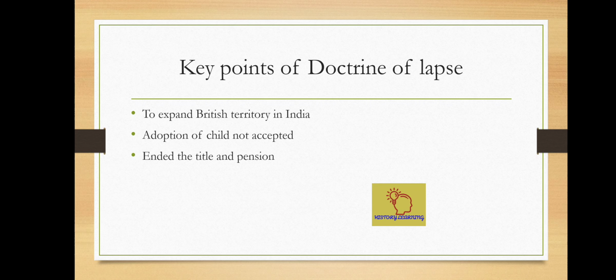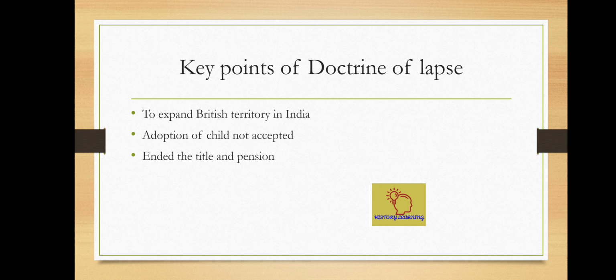Key points of doctrine of lapse. A policy to expand British territory in India on the basis of a pro-imperialistic approach. A state must be handed over to the British if it had no heir or ruler. Adoption of a child was not accepted for an heir. The policy did not support giving title and pension to the adopted child of rulers. The adopted heir would inherit only the personal property of the ruler. It ended the title and pension.